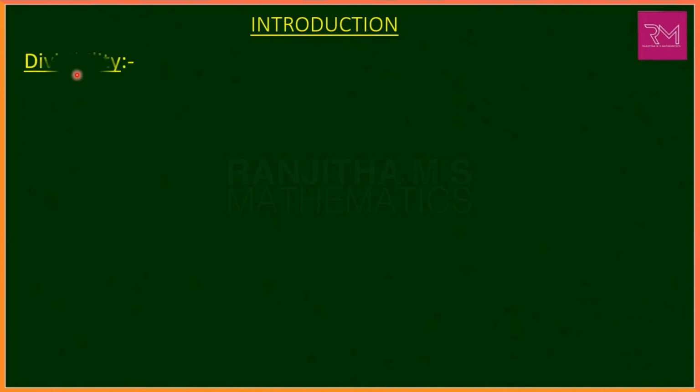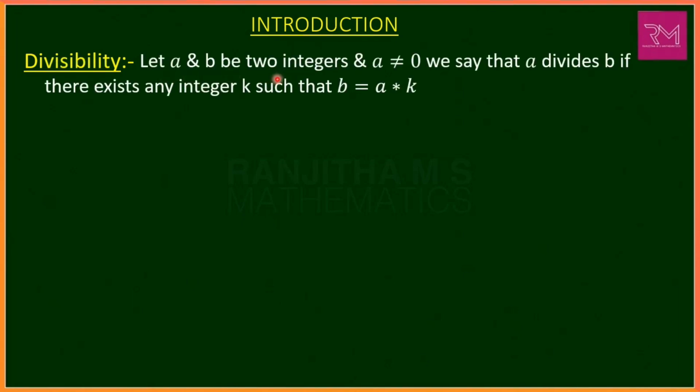First topic is divisibility. Let us understand what is divisibility. Let a and b be two integers and a not equal to 0. We say that a divides b if there exists any integer k such that b is equal to a into k. This is the definition of divisibility. Here we are saying a divides b where a and b are integers.